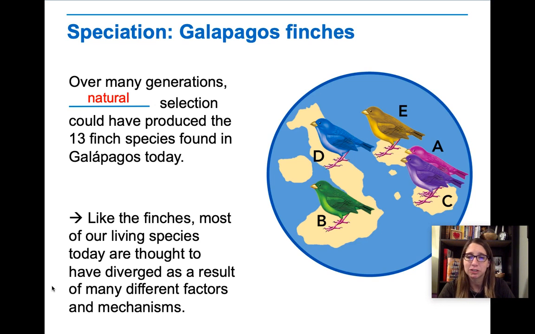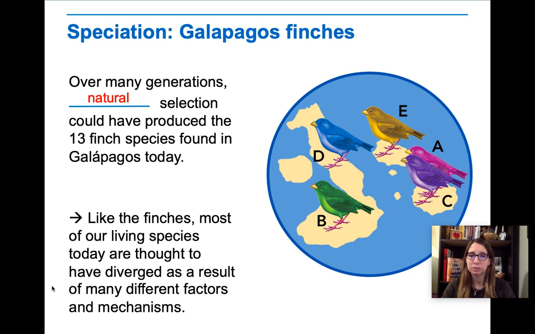So as these finches moved to new islands, adapted to those climates and to those environments, they changed in terms of not only their physical characteristics, but also likely their behaviors. And so with behavioral isolation and some geographical isolation, we had the complete stoppage of gene flow and speciation occurring. So this is what we call divergent evolution again, right? We have one group becoming many different groups.